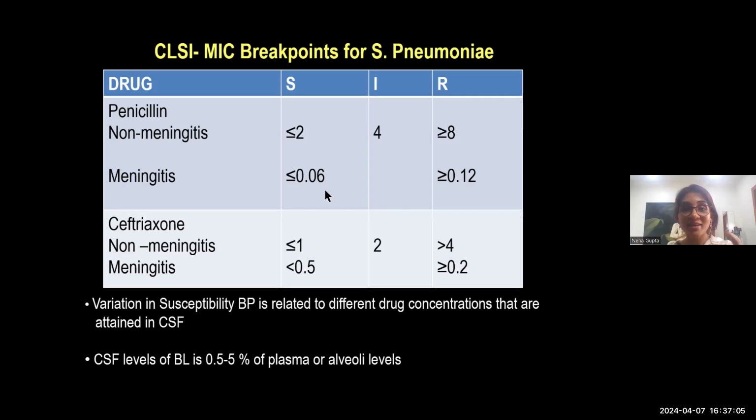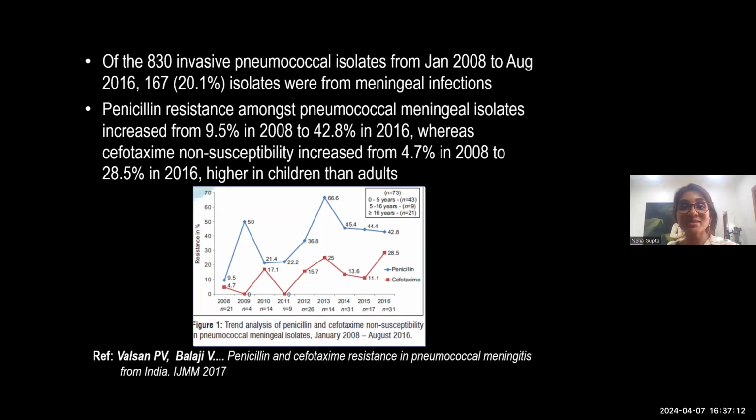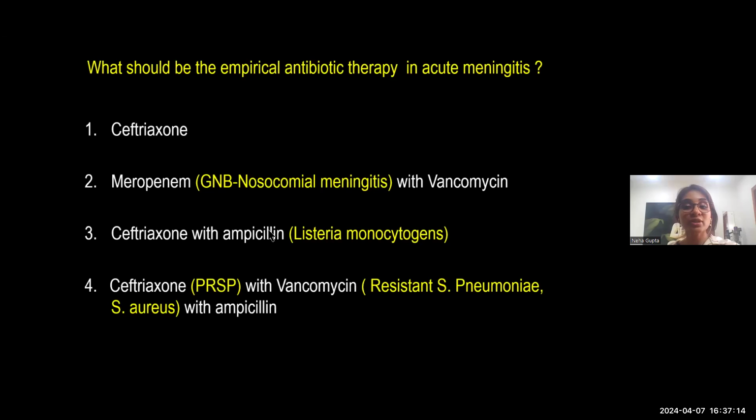So if this is a community-acquired meningitis, the empirical choice of drugs should ideally be ceftriaxone with vancomycin, with ampicillin to cover the Listeria monocytogenes also. And if the patient has aspiration, then probably giving meropenem and vancomycin is justified, but otherwise ceftriaxone, vancomycin and ampicillin.